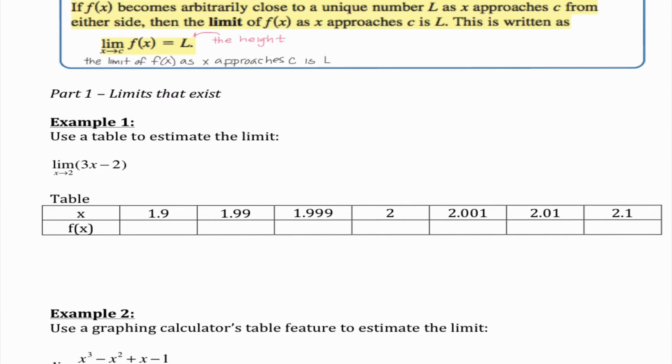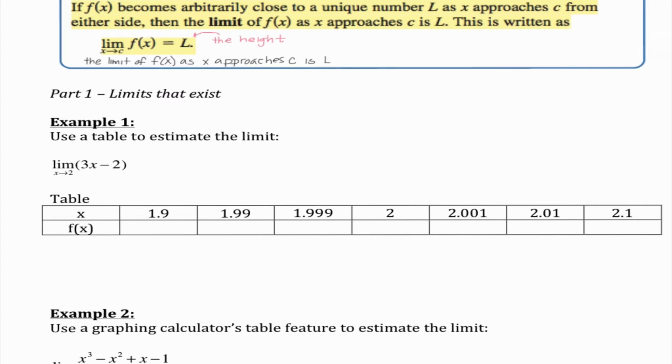We want to see what is the height, which is really the y value, as we approach 2 from the left and as we approach 2 from the right. This is from the left because these are numbers that are smaller than 2. This is from the right because those are values that are bigger than 2. So we're going to substitute these values into this expression and determine, does it appear that we are approaching a number from both sides?